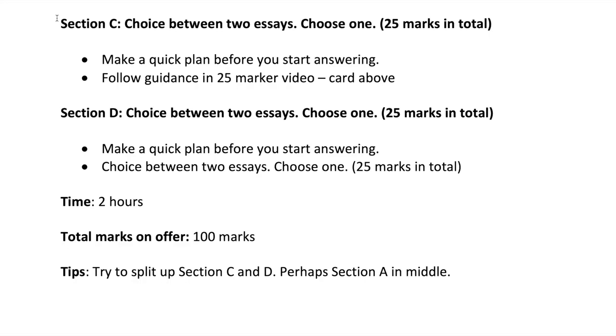And I think one key tip just to think about paper 1 is I would try and split up Section C and Section D, because that's an awful lot of handwriting that's taking place there. And perhaps you could slot Section A in the middle. So do those multiple choice questions in the middle of Section C and Section D, so you give your hand a rest before you get back on with the heavy writing that's required for the essay questions.